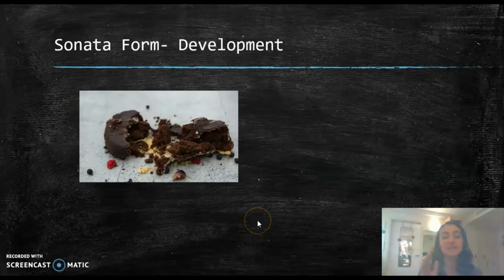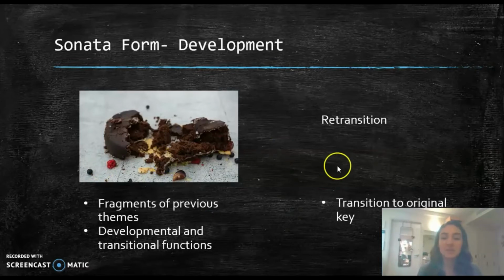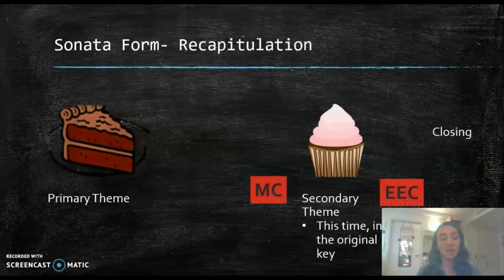The next section is the development. You'll notice that this cake is a lot more fragmented. It's not quite as stable as the other pieces. That's to show us that the development is not going to be as stable as the exposition. There's going to be a lot of fragments. It's probably going to modulate through quite a few keys. At the end of the development, there's going to be a retransition. That'll take us back to that original key, that chocolate cake.